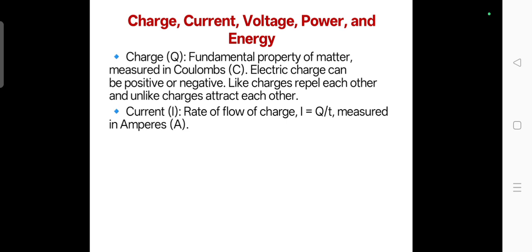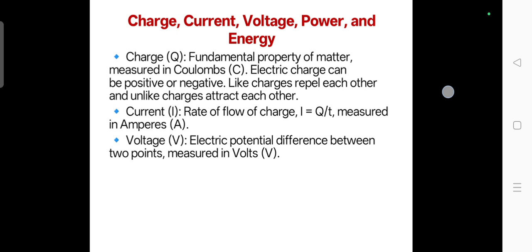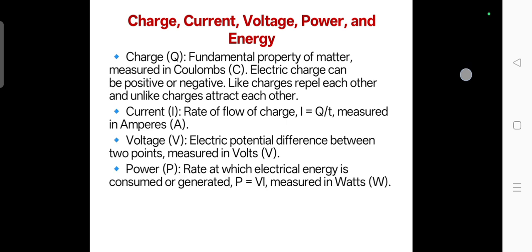Then current, which is denoted by capital I. Current is the flow of electrons. Otherwise, we can say the rate of flow of charge is the current. Capital I is equal to Q divided by T, that is charge per unit time, which is measured in ampere. Then what is the voltage? Voltage is the electric potential difference between two points of the conductor, measured in volts. Then power is the rate at which electric energy is consumed or generated, denoted by capital P. It is simply the multiplication of voltage and current, measured in watts.